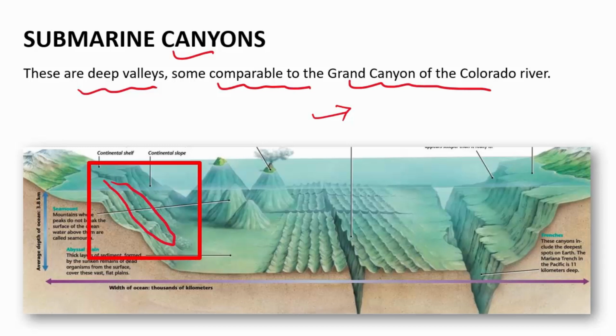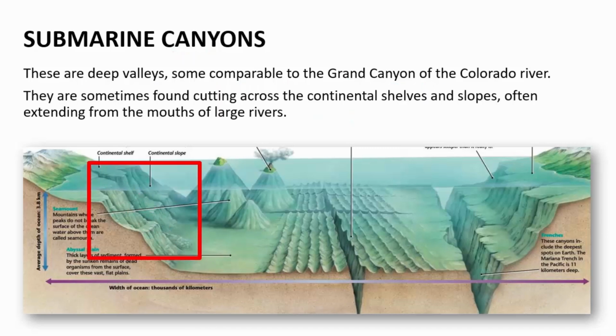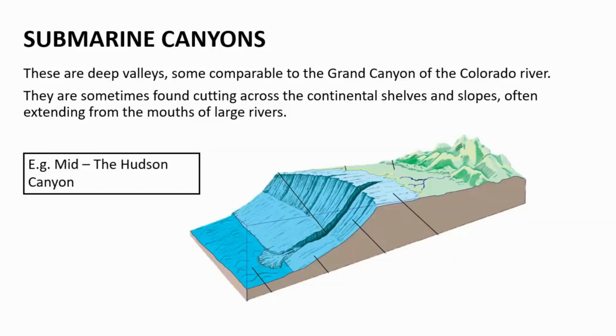These are sometimes found cutting across the continental shelves. What they do is, these streams inside the ocean, when the river deposits its water inside the ocean, they cut across the continental shelves, which is the first feature of the ocean floor, and often extend from the mouth of large rivers, right? As you can see in this figure very clearly, this is how the canyons inside the water are formed.